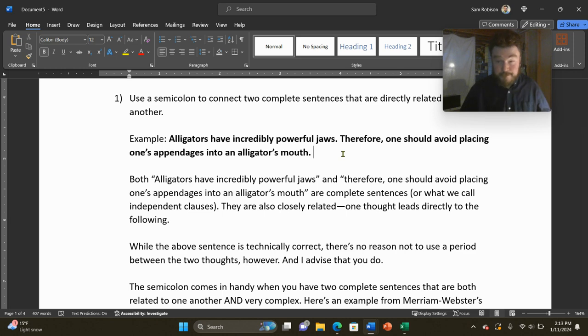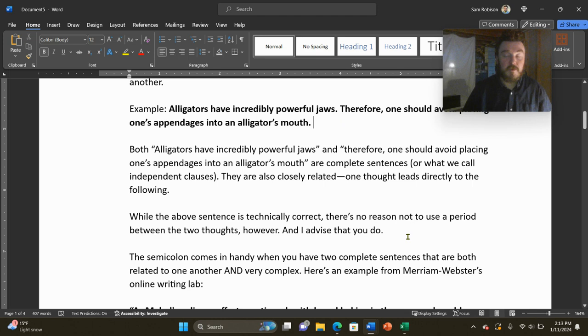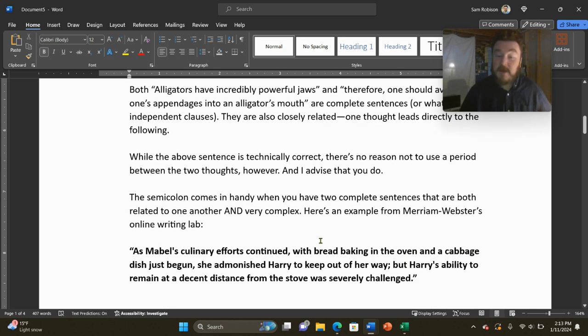So when you feel tempted to use a semicolon, I want you to think twice and consider whether or not a period is actually more appropriate. And here's what I'll say to add a little context to that. The semicolon really comes in handy when you have two complete sentences that are both related to one another and very complex, right? So when you have sentences that are connected and related and complete, but are full of other punctuation marks, grammatical gestures, images, etc.